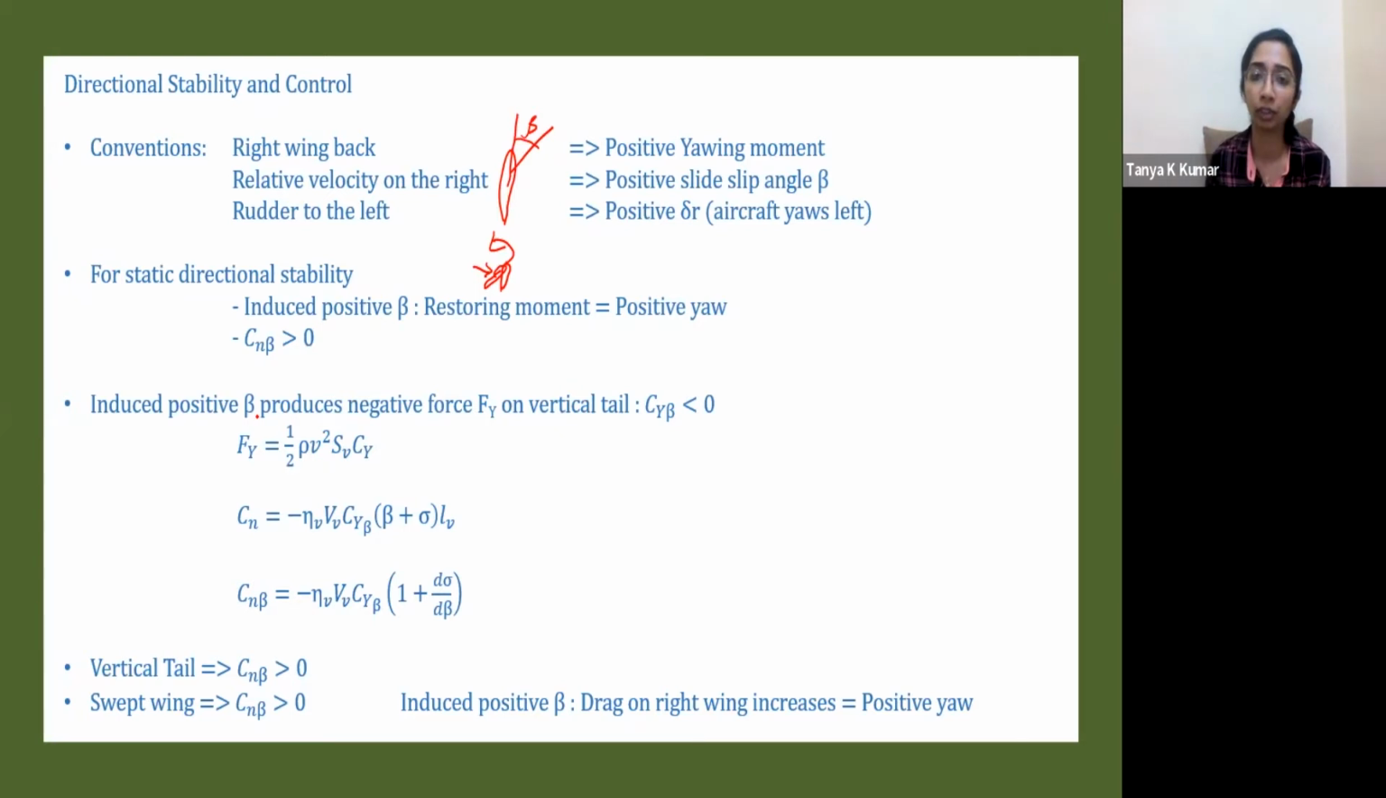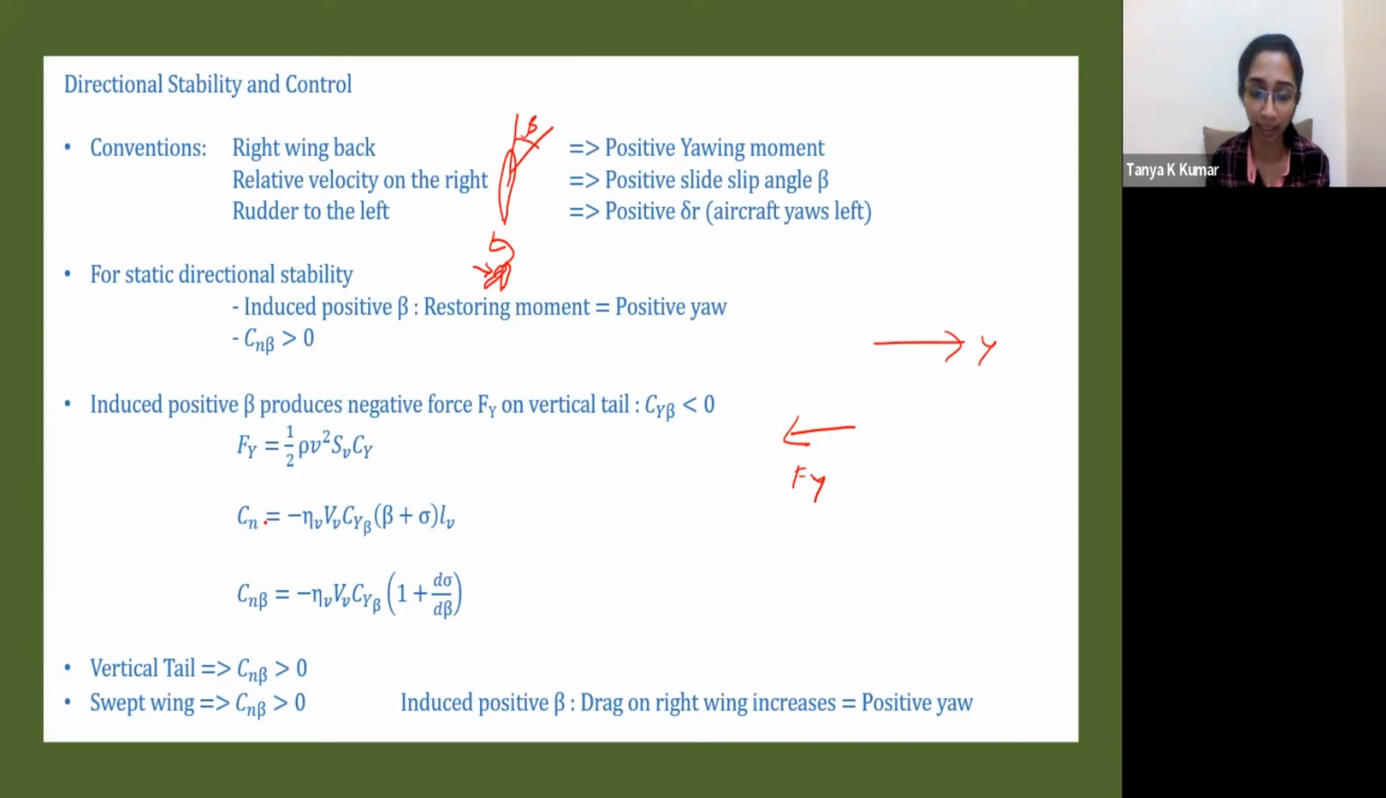Similarly, this positive beta produces a force in the negative y direction. So here the rudder force produces a force in this direction. So your convention is positive y-axis, but the force is produced in the negative direction. Hence, Fy is negative for a positive beta angle. So this force is negative.